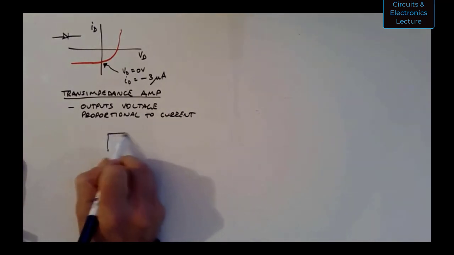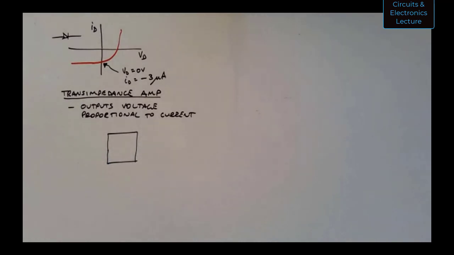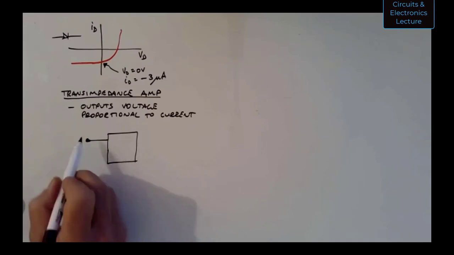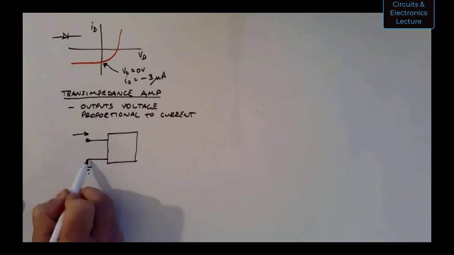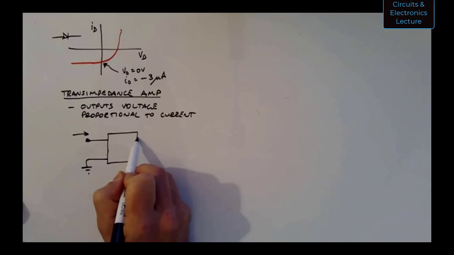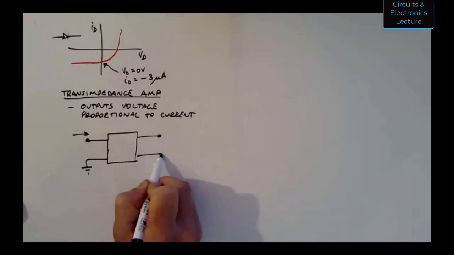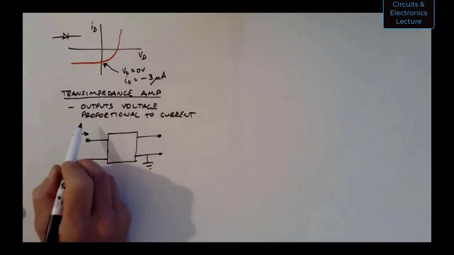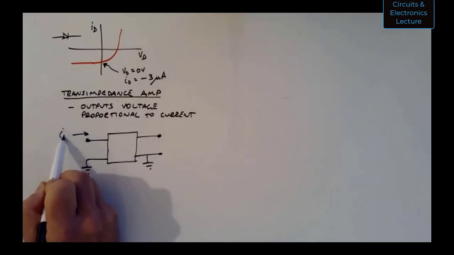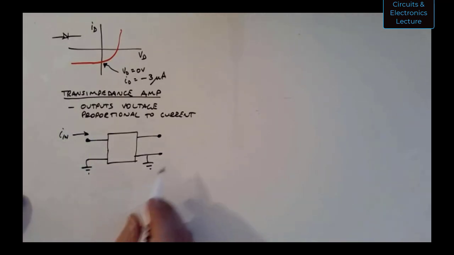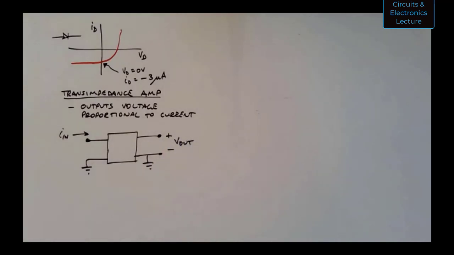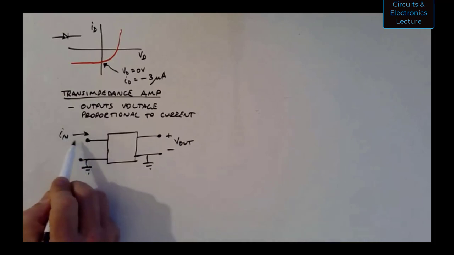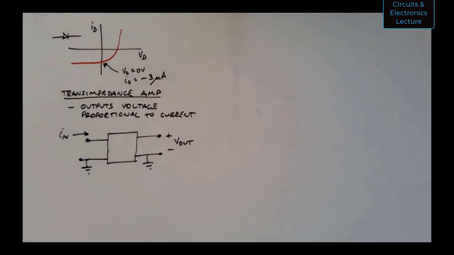Let's do a block diagram of this. Let's draw something here. So this is my transimpedance amp in this block. Let's put an input on the left. Let's give it a ground also. Let's put its output on the right. So the input is current, IN, and the output is voltage, VOUT. Everything's referenced to ground here. That's why I have the ground. So you could even draw a terminal here. So IN would go in, and it's going to somehow make it down to ground through this circuit.